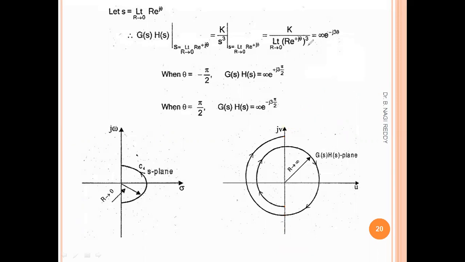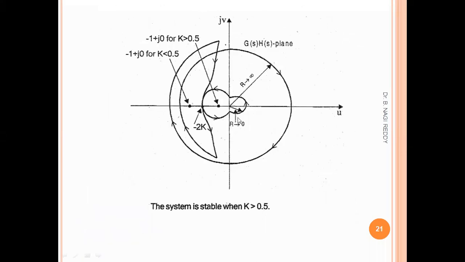Now we have drawn the G of S, H of S planes for the respective S planes of the Nyquist plot. We have done for all the 4 sections. Now we should club all these four sections to obtain the final plot. So this will be the final plot of our G of S H of S Nyquist plot.